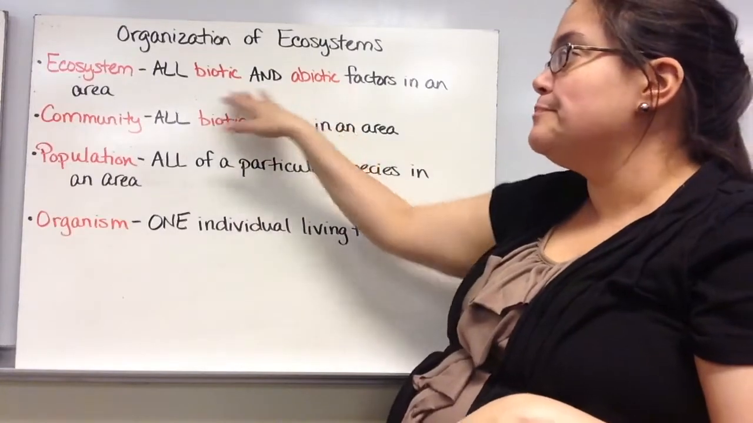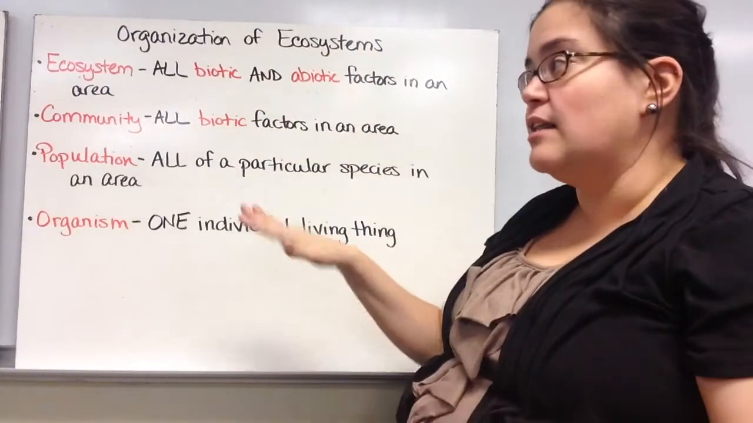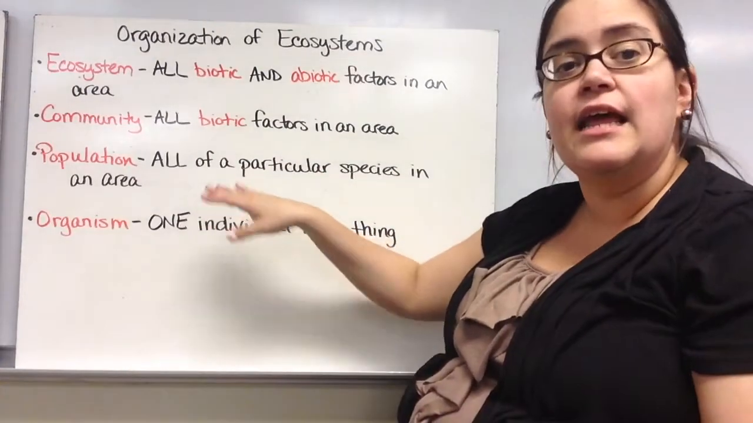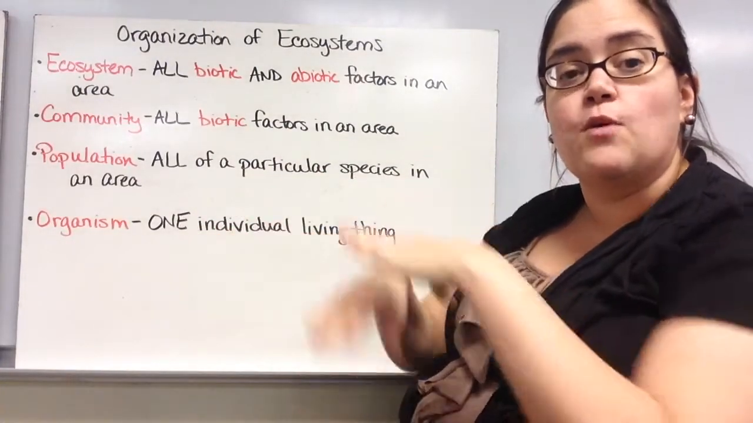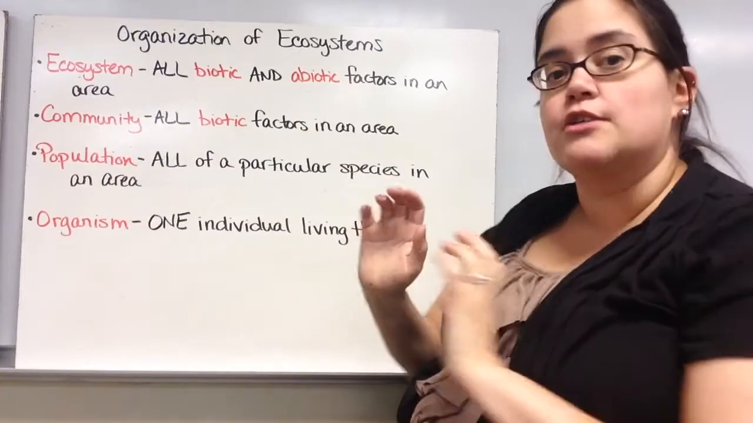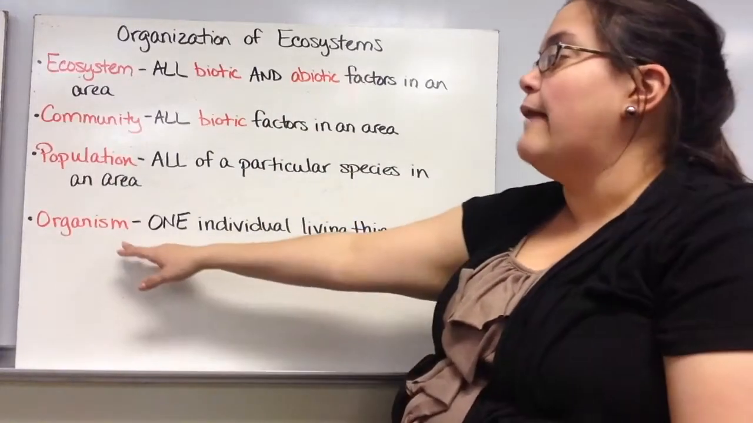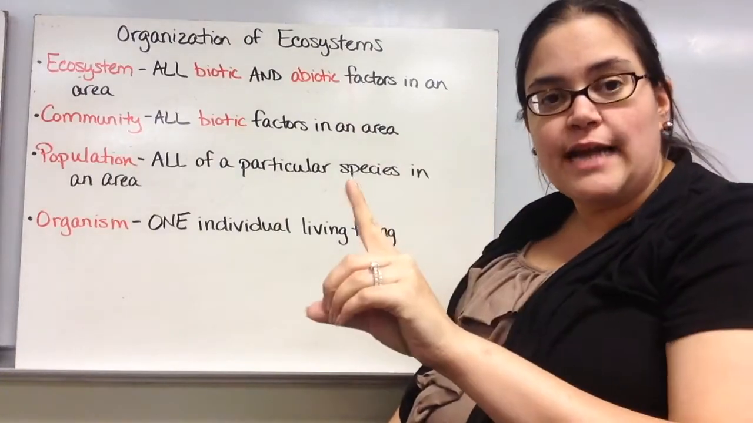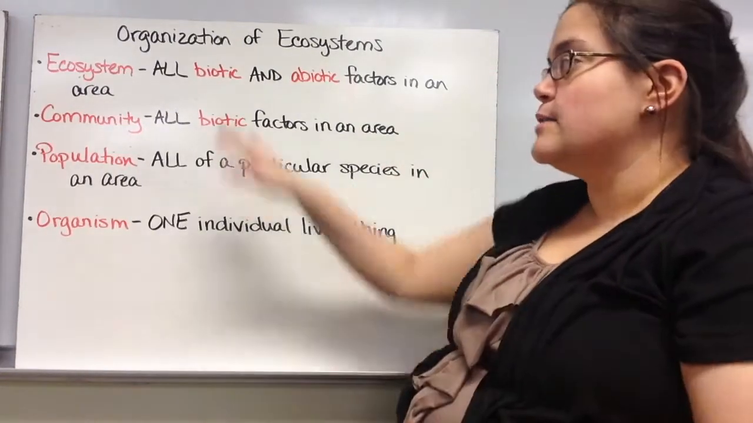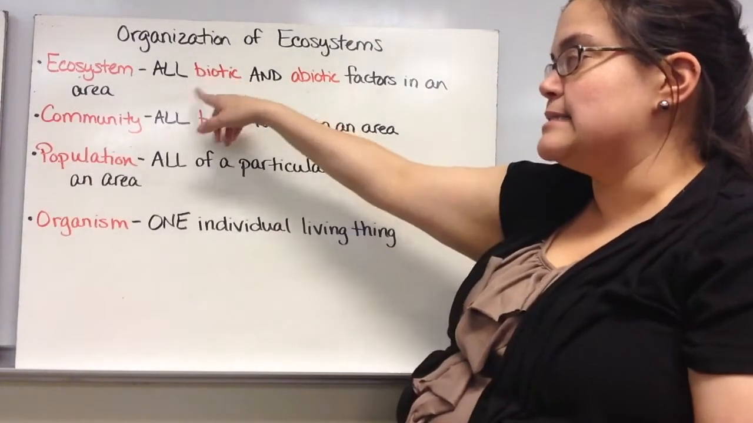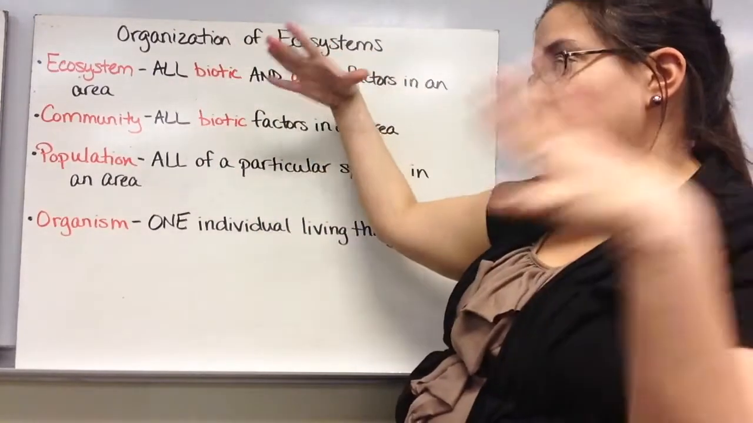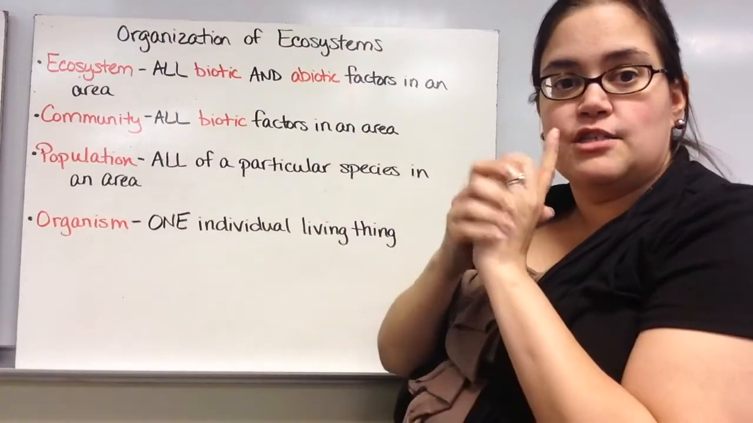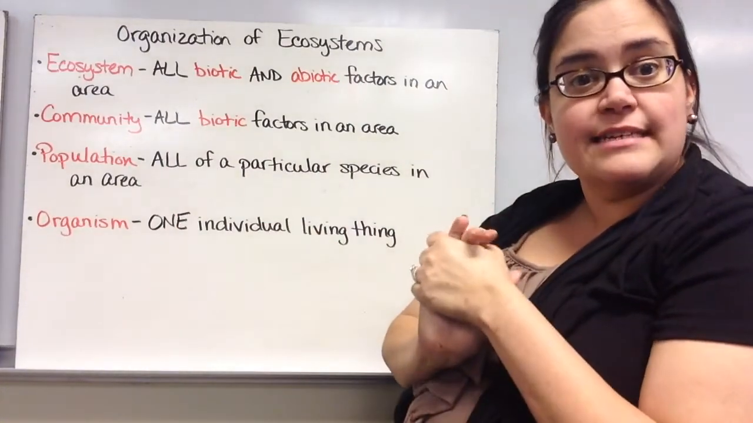So ecosystem is everything, living and non-living. Community is all the living stuff. Population is all of one species, so all the palm trees or all the tiger sharks or all the mosquitoes. And then organism is one individual, so one palm tree, one tiger shark, or one mosquito. So as we go from top to bottom, it gets smaller. So ecosystem is really big, community, population, and organism is just one. And there we have it, 6th grade science.